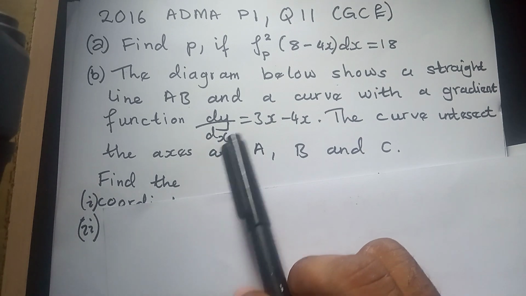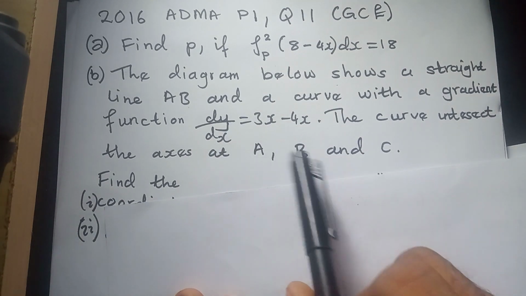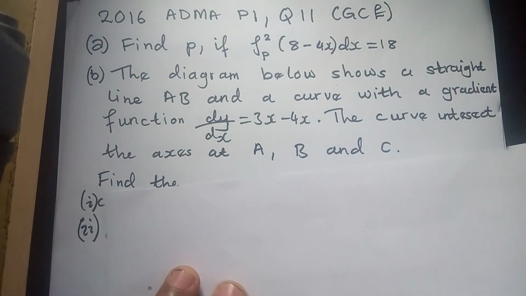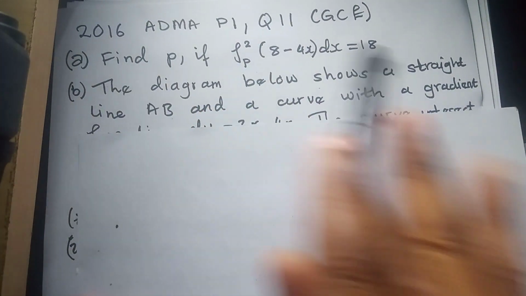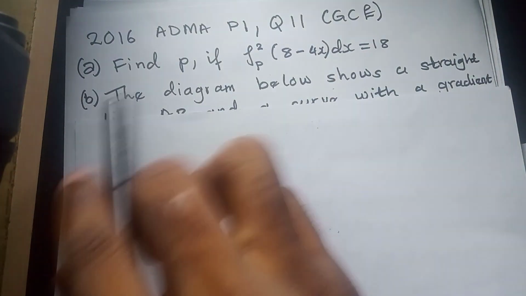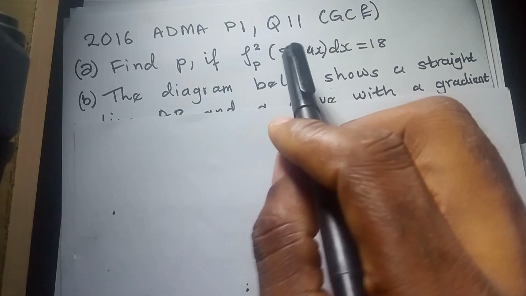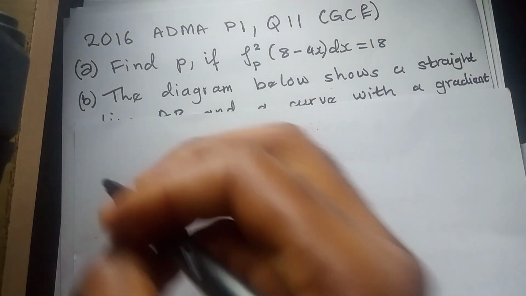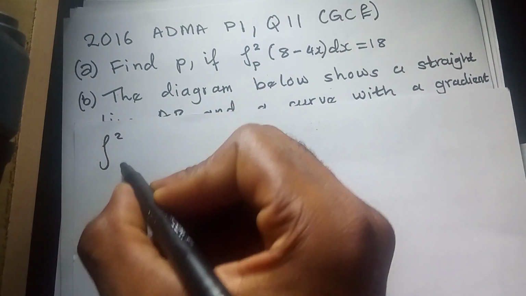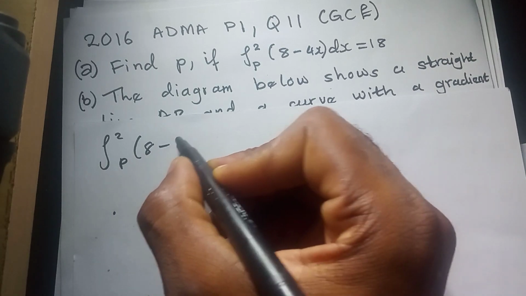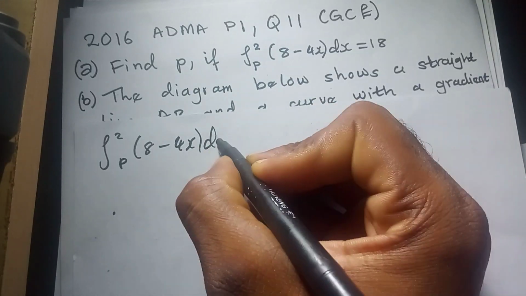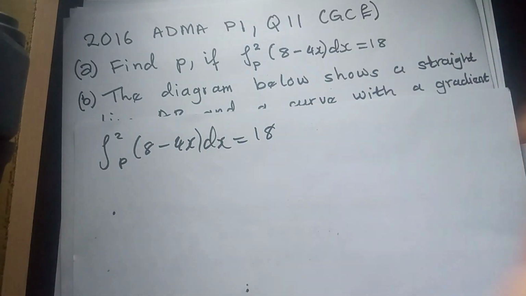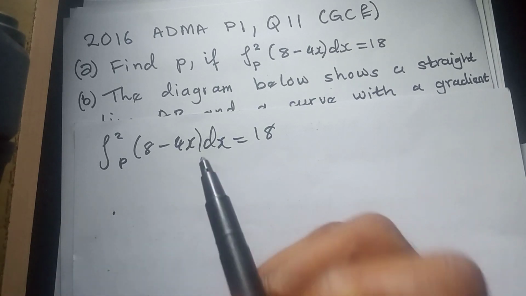As you can see, this question is a bit unique in that instead of being given the function, we've been given the dy dx. So let's just start with this one and quickly look at the equation we have to solve there. Find p if the integral is a simple equation provided you know how to integrate.